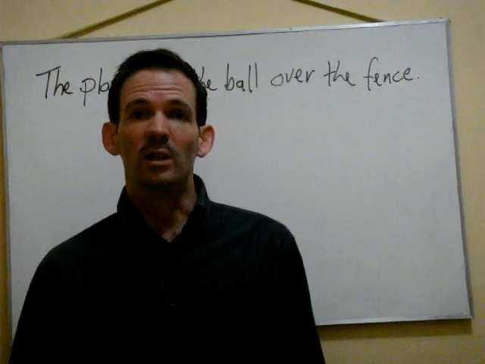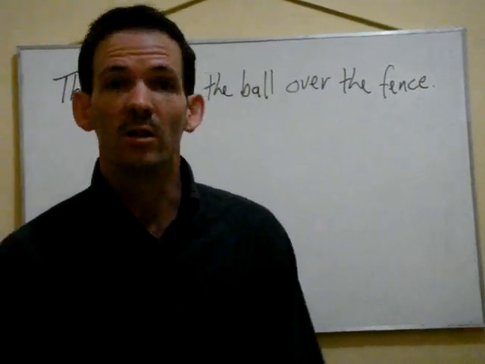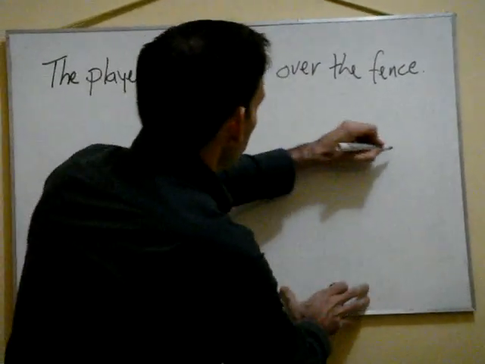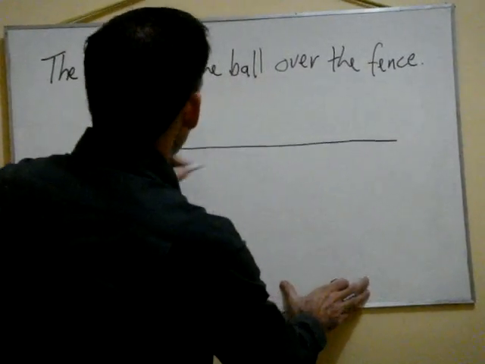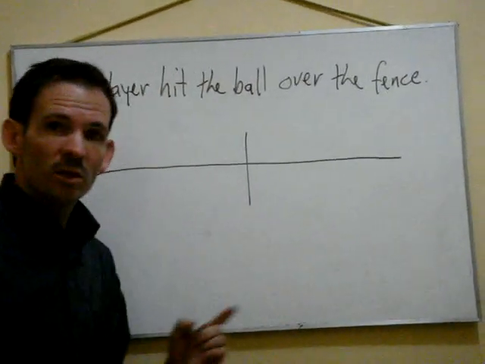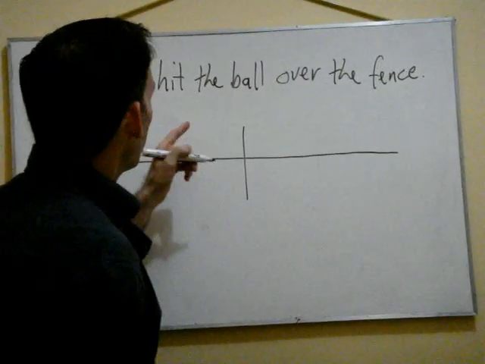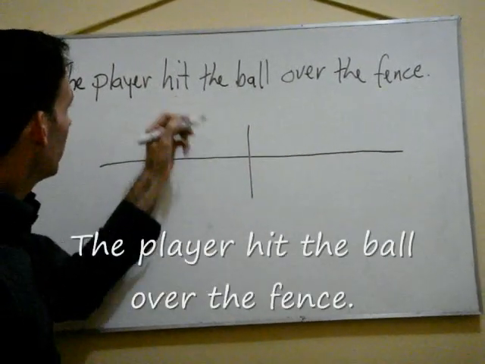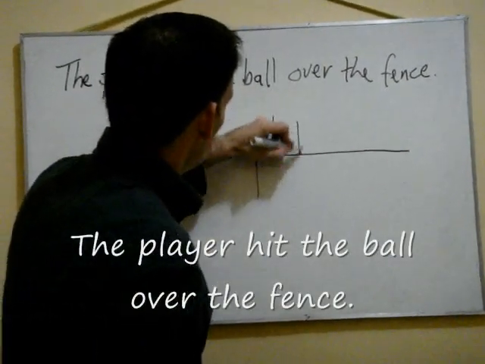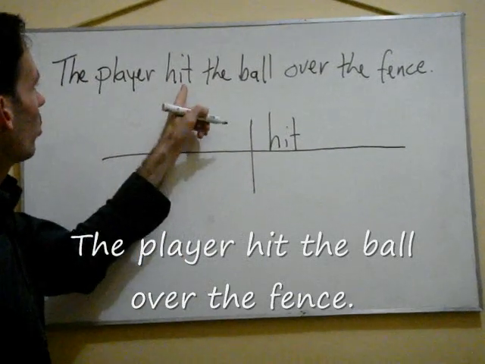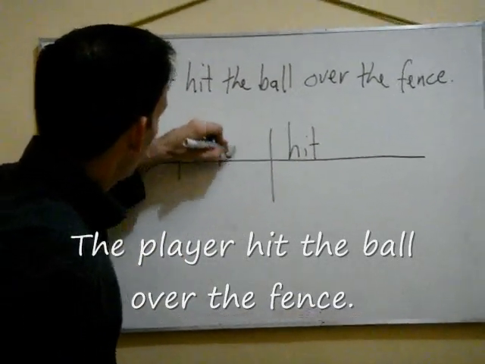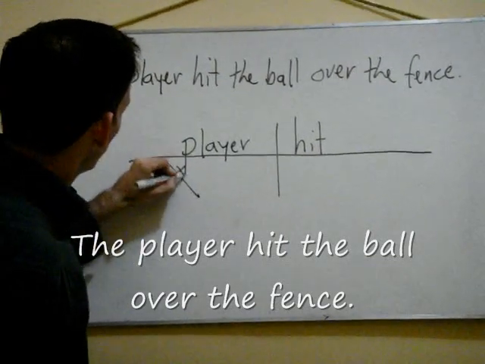Alright, this is fun actually because we're going to put it all together from lessons 1, 2, and 3. Okay? Now, let's take a look at this, drawing our baseline and our dividing line between subject and verb. Okay, where is the verb in this sentence? An action in this case. It's hit. So, who or what hit? The player. And we will go ahead and put the under player.